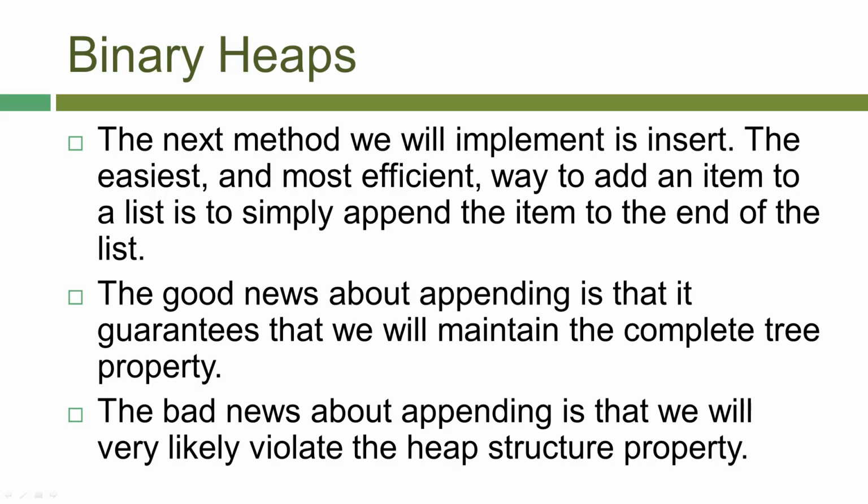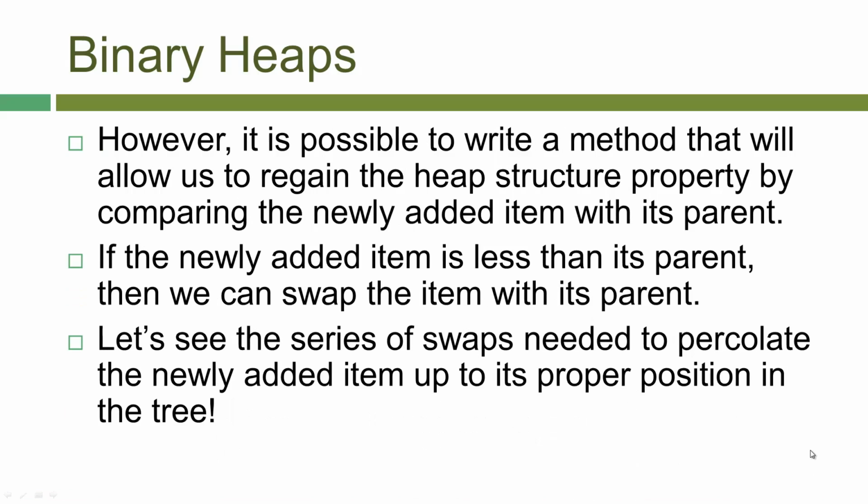Okay, let's go ahead and keep moving on. So we have our constructor ready to go, that class BinHeap, and we have that heapList and currentSize. Now the next method we'll implement is insert. The easiest and most efficient way to add an item to a list is to simply append the item to the end of the list. The good news about appending is that it guarantees that we will maintain the complete tree property. However, the bad news about appending is that we will very likely violate the heap structure property.